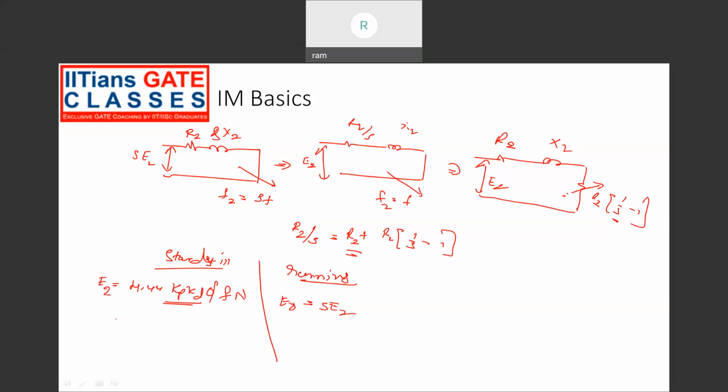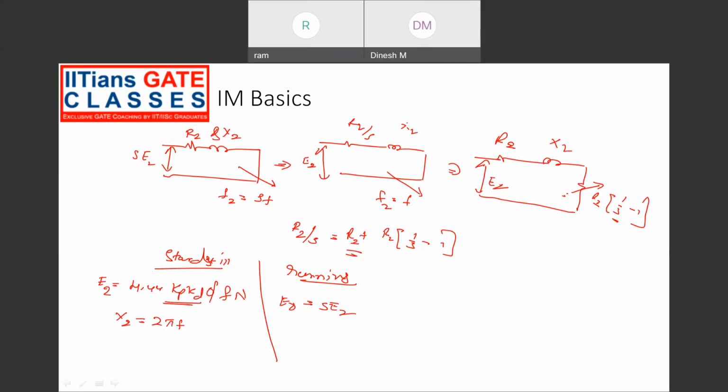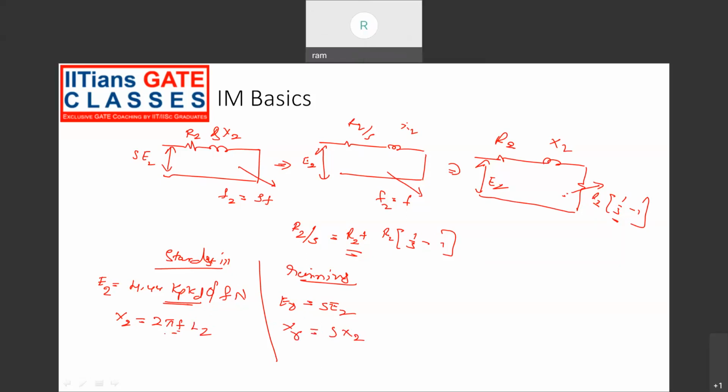The rotor winding leakage reactance X2 is given at frequency F equal to the standstill condition. Under rotating conditions, the rotor leakage reactance is given by XR equal to slip times that of X2, because the frequency will change.